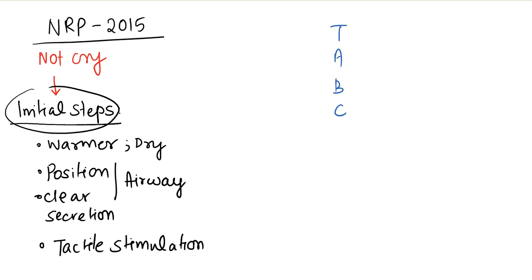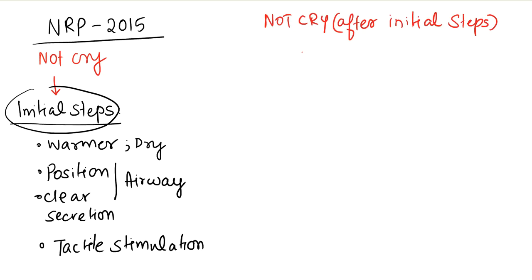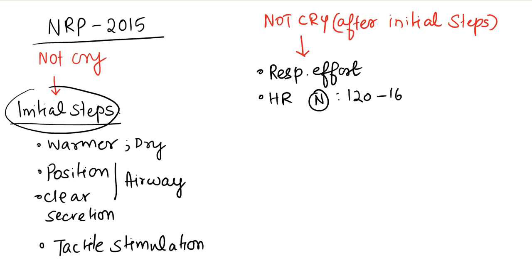Please remember, in most situations, after the initial steps, the baby starts crying. Suppose the baby is not crying after the initial steps of neonatal resuscitation, you are supposed to do two important things. One is to check the respiratory effort of the baby. Second is to check the heart rate. Very, very critical is to check the heart rate. Now remember, the normal heart rate is somewhere between 120 to 160 per minute.